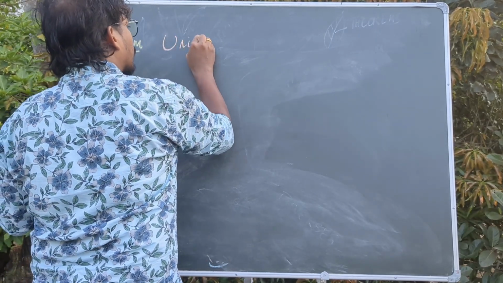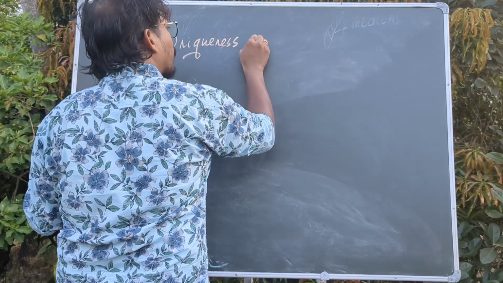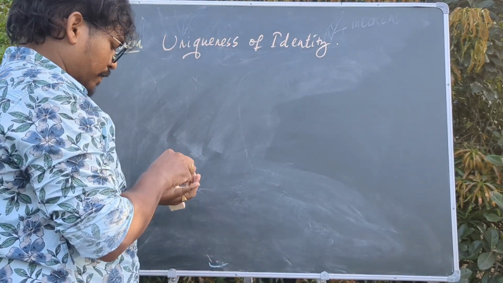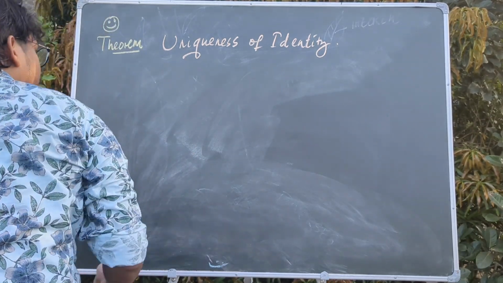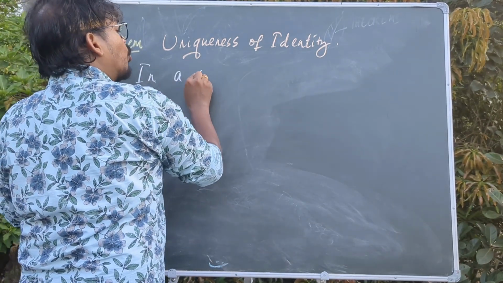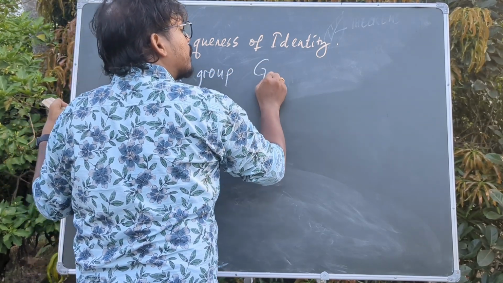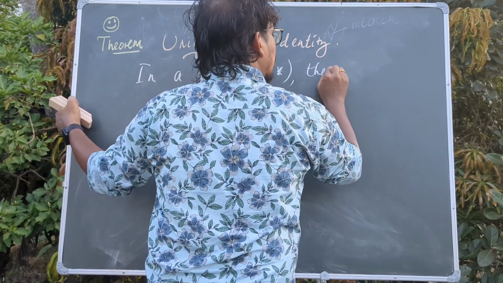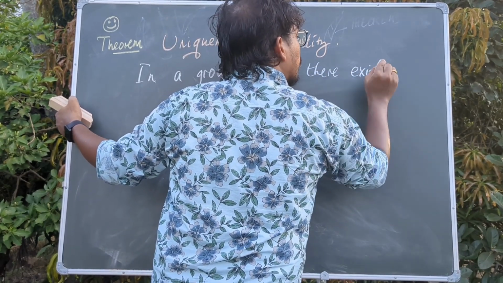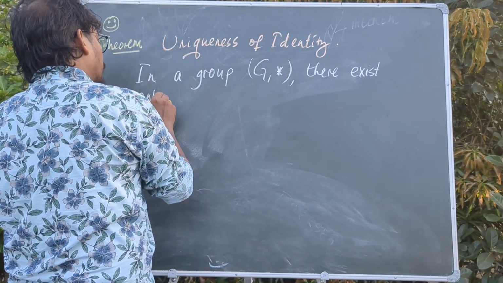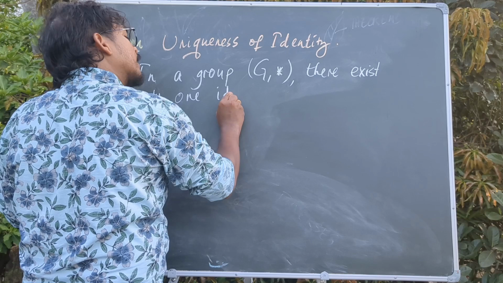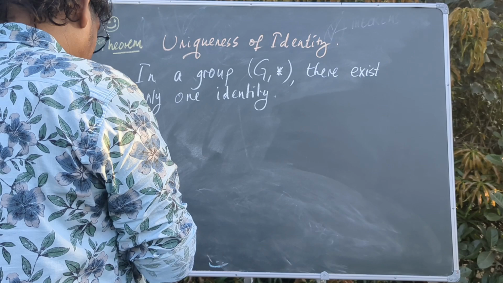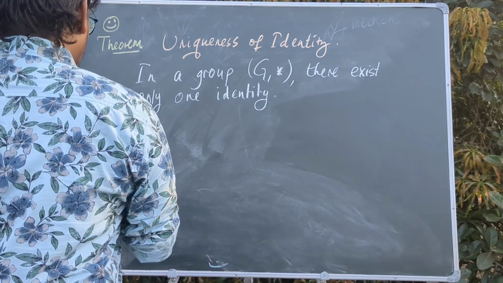Uniqueness of identity. And this theorem says in a group G star there exists only one identity. Next we will prove this theorem.